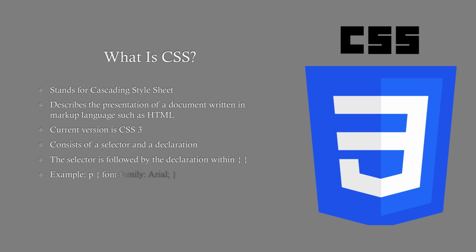In this example, the selector is the P for paragraph, and the declaration is telling the web browser to display the paragraph in the font family of Arial. Again, we will discuss this a bit later on.